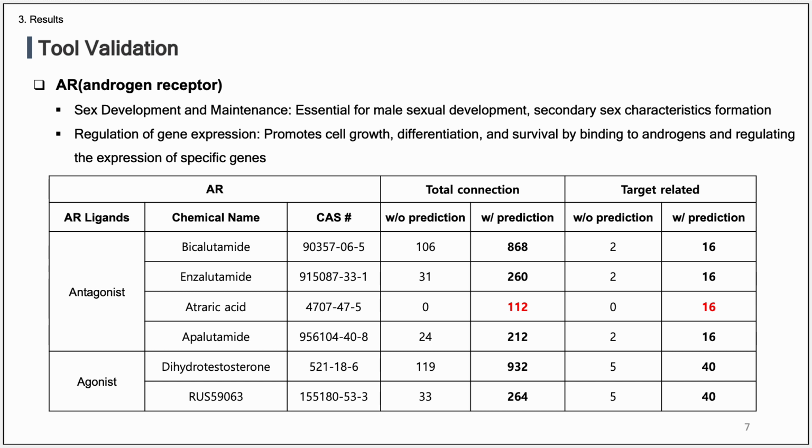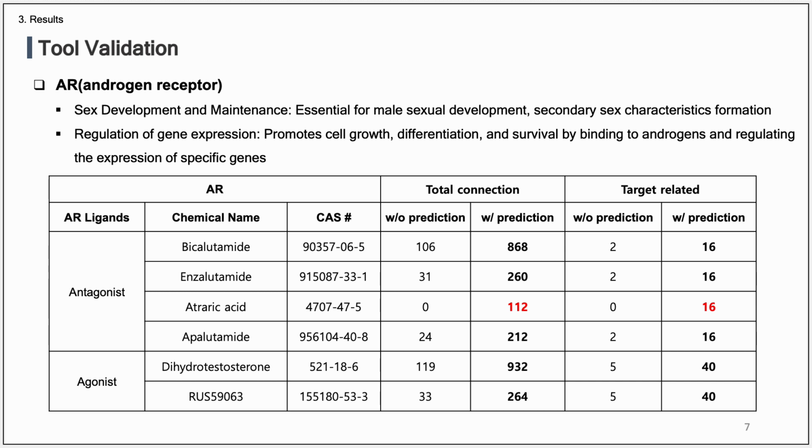Here's the validation. Here, total connection corresponds to the combination of the number of AOP biological events by the number of proteins that the chemical is associated with, and target-related corresponds to the number of AOP biological events that the chemical is associated with the androgen receptor, AR for short. The chemical protein association is labeled without prediction when only Stitch was used, and with prediction when both Stitch and AI bind prediction models were used.